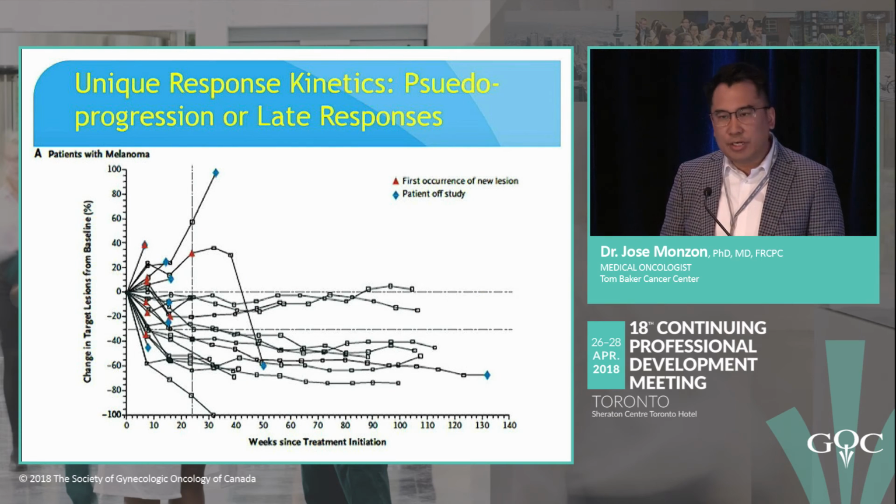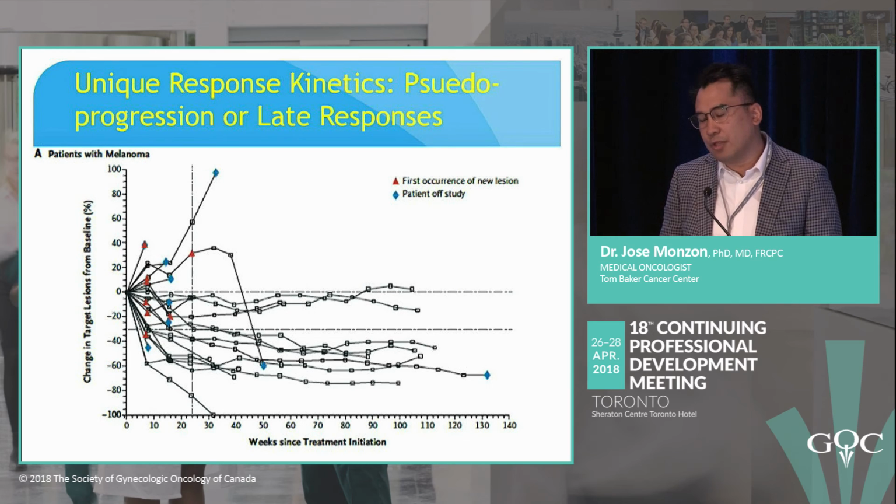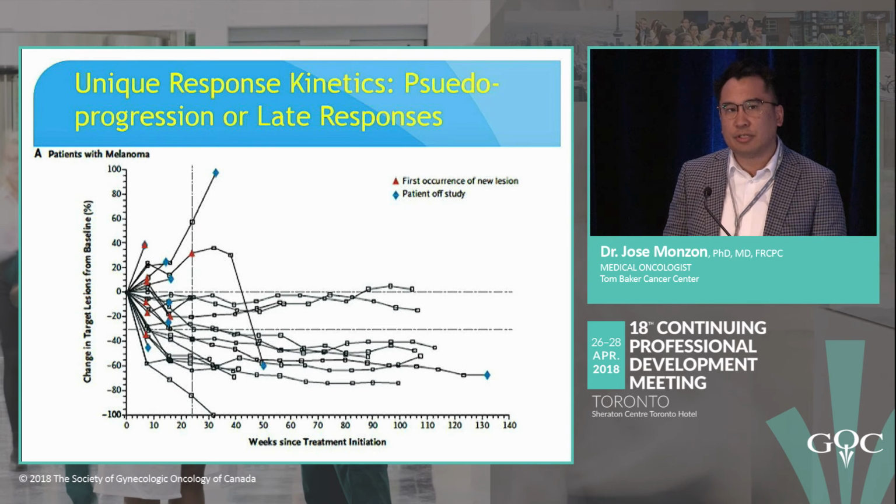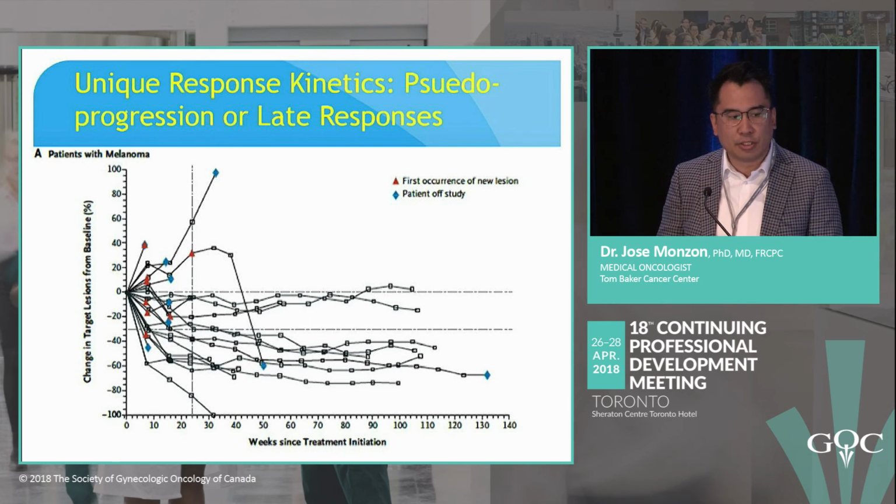So this brings us to the unique response kinetics that we observe with these immune therapies. We see these unique kinetics in part because of the mechanism of action. It's not the drug that's actually killing the cancer cells. It's the drug's activation of our immune system to unmask the cancer so that our immune system can recognize it. That's why we see what we call pseudoprogression or delayed responses.